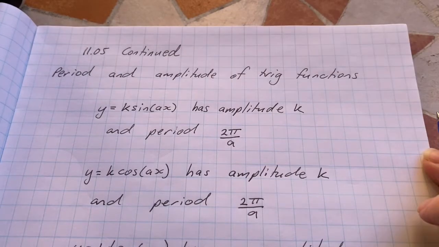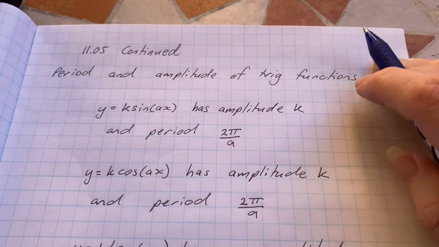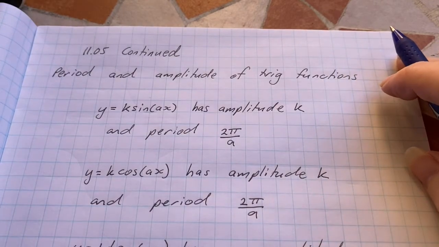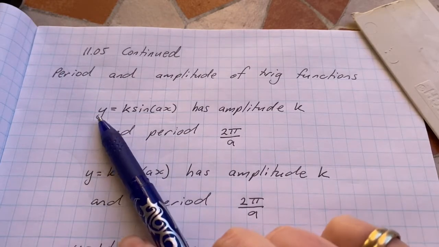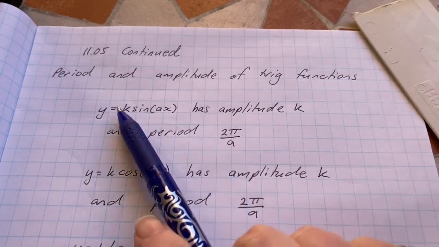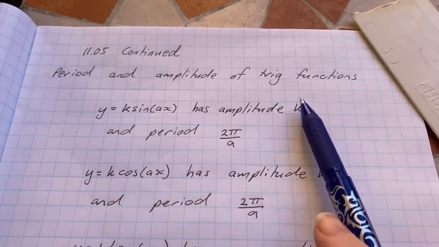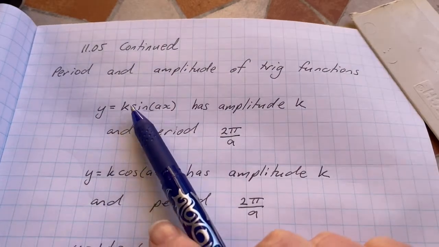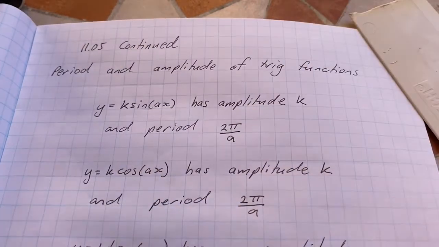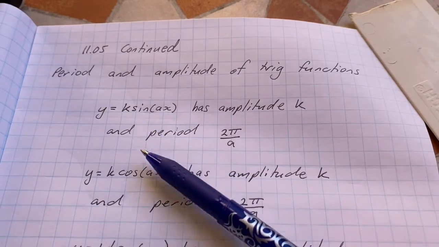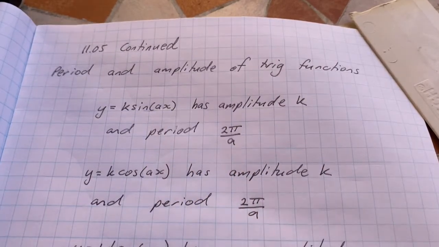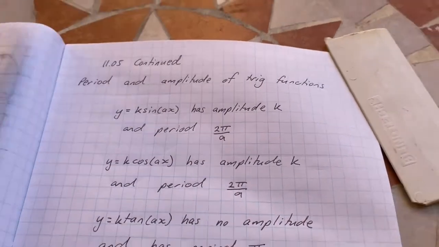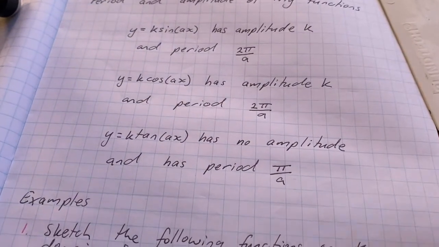Okay, so continuing with 1105, I'm going to talk about the period and the amplitude of trig functions. So if we've got y equals k sine ax, k is the amplitude of the function. You multiply a function by something, it's going to increase it or decrease it. And then the period is 2 pi over a. The amplitude is k, the period is 2 pi over a.